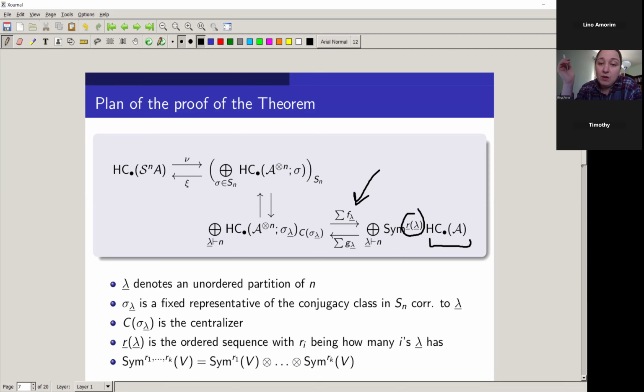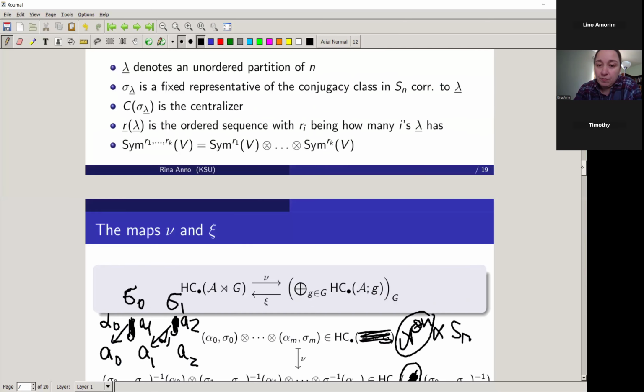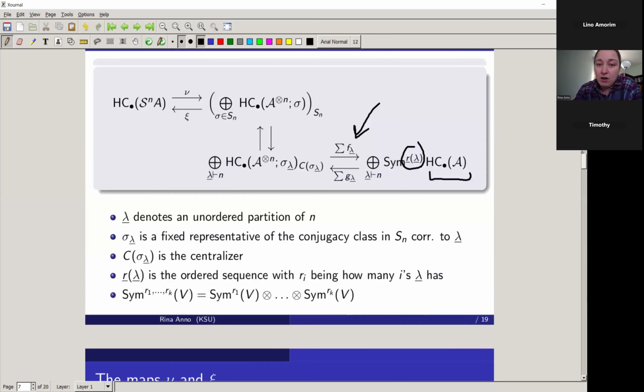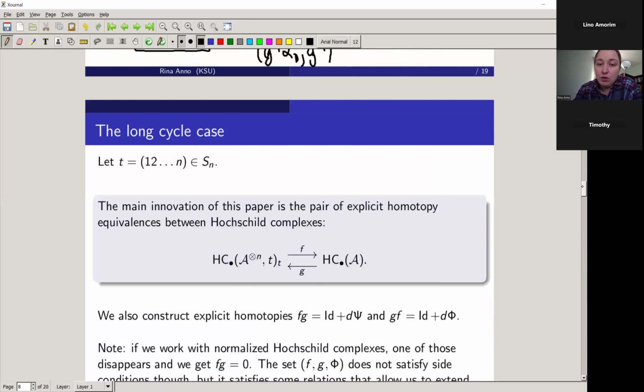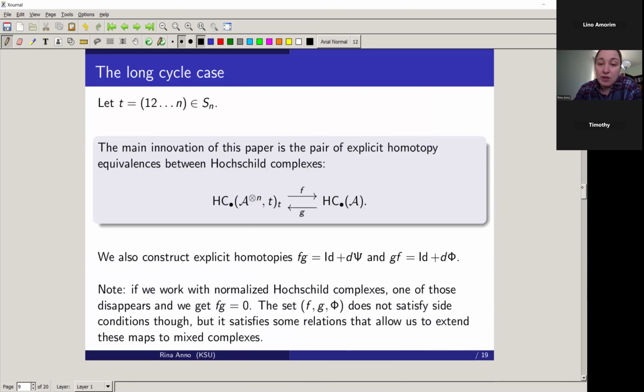Eilenberg-Zilber maps between Hochschild homology of a tensor product versus the tensor product of Hochschild homologies, so the shuffle map, and the Alexander-Whitney map, which is the homotopy inverse to that. But yeah, we make these F lambda and G lambda out of individual instances of those F and G. So let's talk about what those F and G are.